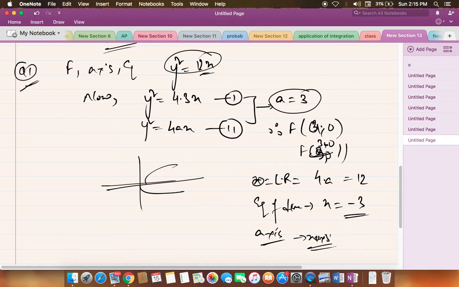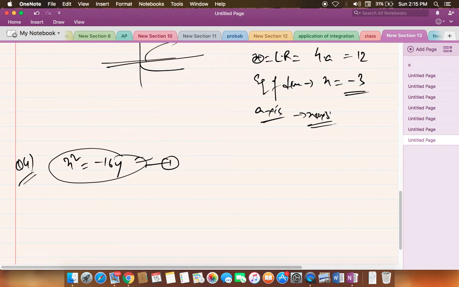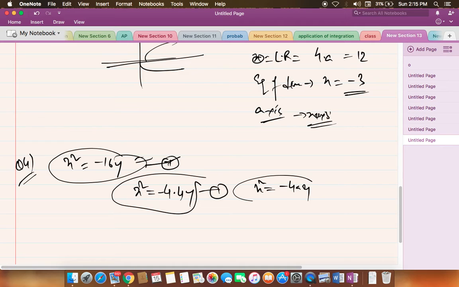Now moving on to question number 2, which will be done by you. I'm doing question number 4 directly. Question number 4 is given by x square is equals to minus 16y. So again you have to write this as equation 1. Equation 2 will be given as 4 into 4 into y. This is equation 1, and then x square is equals to minus 4ay. This is which type of parabola? Downward parabola. Let this be equation 2.